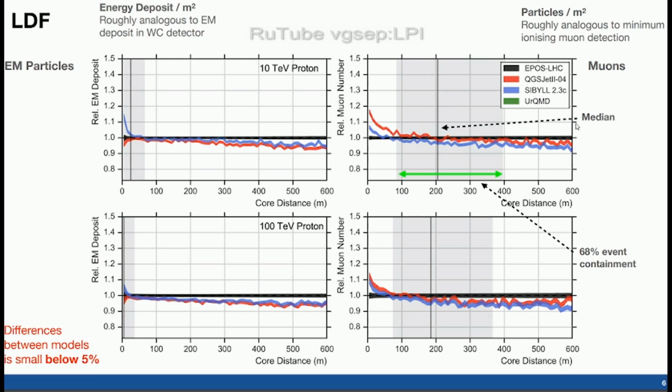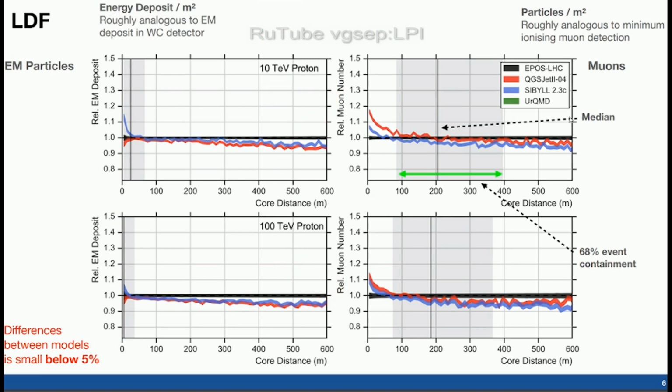And what we have in our plots here is, on the left-hand side, the lateral distribution of energy deposit for our electromagnetic particles, and the number of particles for our muons. So this is roughly behaving like how a water Cherenkov detector would behave, and compared for 10 TeV protons and 100 TeV protons.